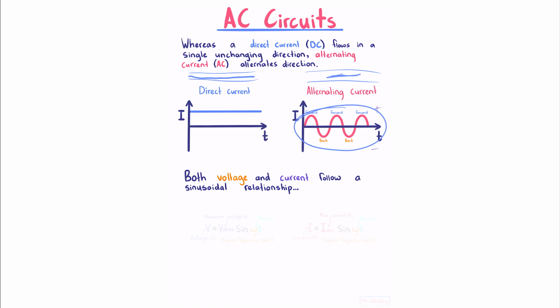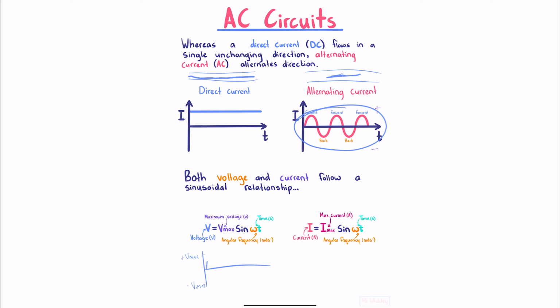Mathematically, that means we can write that the voltage is our maximum voltage times sine of omega t, and the same for our current. All this function does is go between positive Vmax and negative Vmax over time, and the same for current.